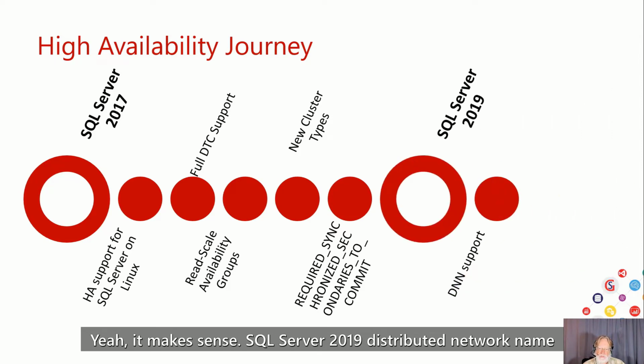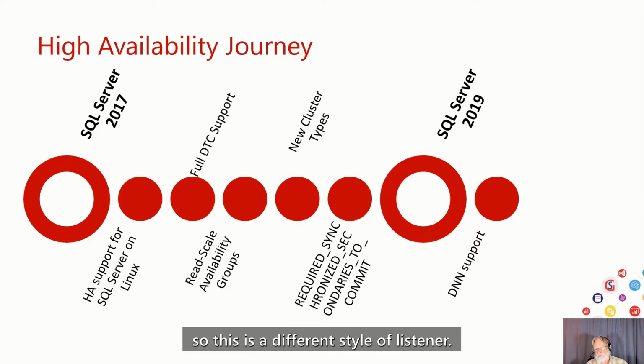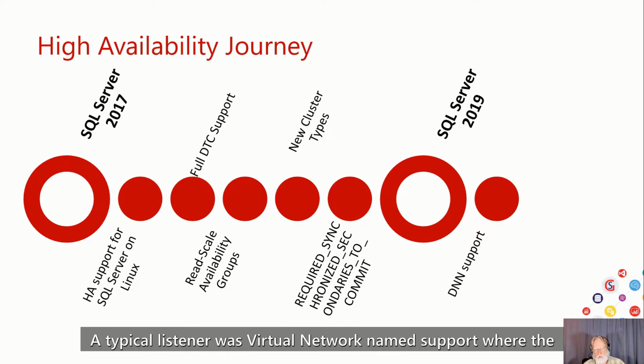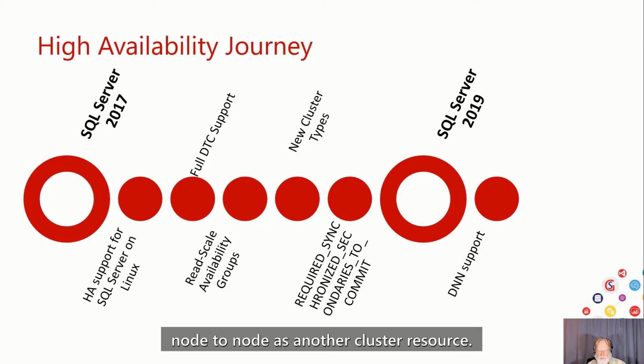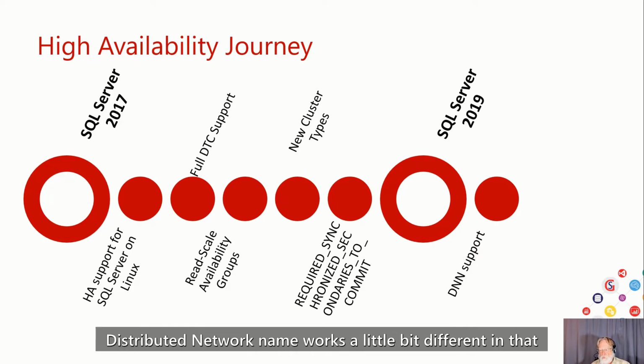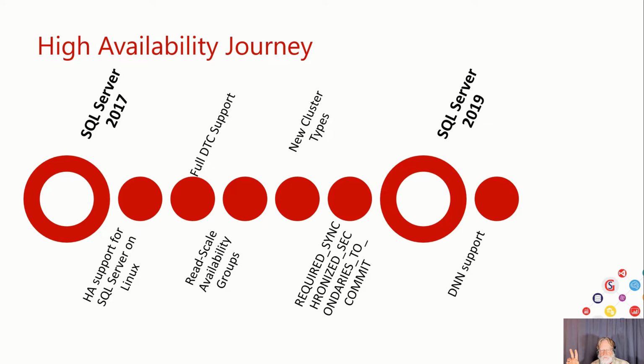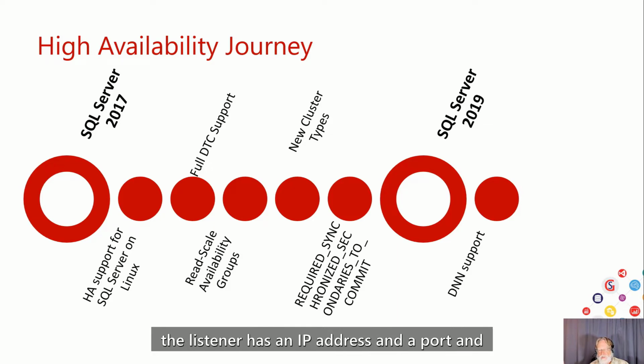SQL Server 2019, distributed network name support. So this is a different style of listener. The typical listener was virtual network name support, where the cluster system was responsible for moving the network address from node to node as another cluster resource. Distributed network name works a little bit different in that the listener has an IP address and a port, and the port is really the important thing.